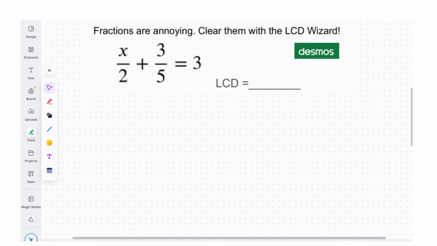Fractions are annoying, and the most annoying part about fractions are these denominators, the 2 and the 5. If we could somehow get rid of that 2 and 5, we would be all good with solving this equation. And the way we can do that is using the least common denominator, LCD. And Desmos is going to help us do that.